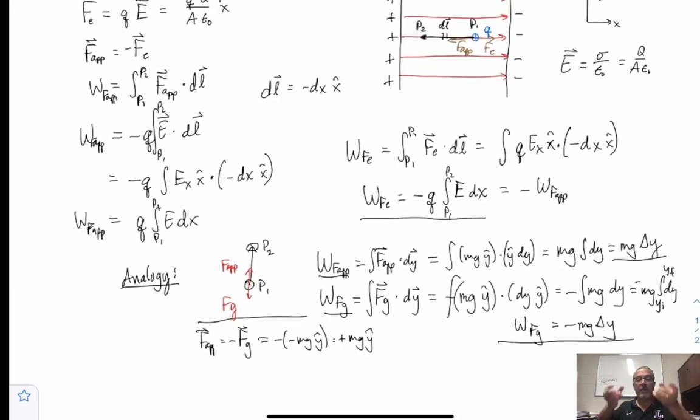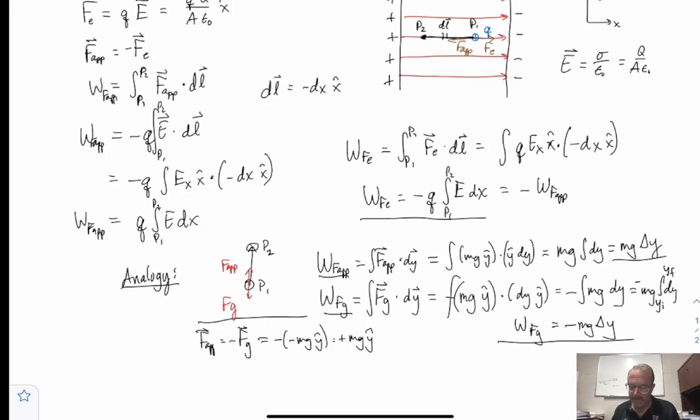As I move the ball up, the work done by the applied force is positive. I do a positive amount of work because I'm exerting an applied force upward and the ball is displacing upward. Since the force applied is equal to the force of gravity, mg, that amount of work is just mg times delta y. And the work done by gravity is equal and opposite that. The work done by gravity is minus mg delta y, because the mg is down, the delta y is up.